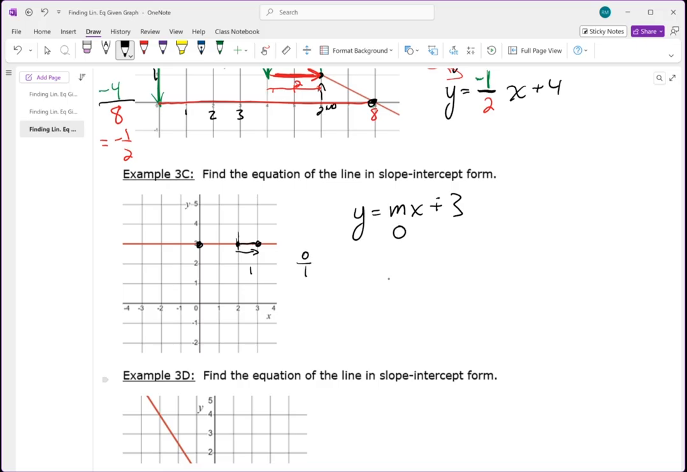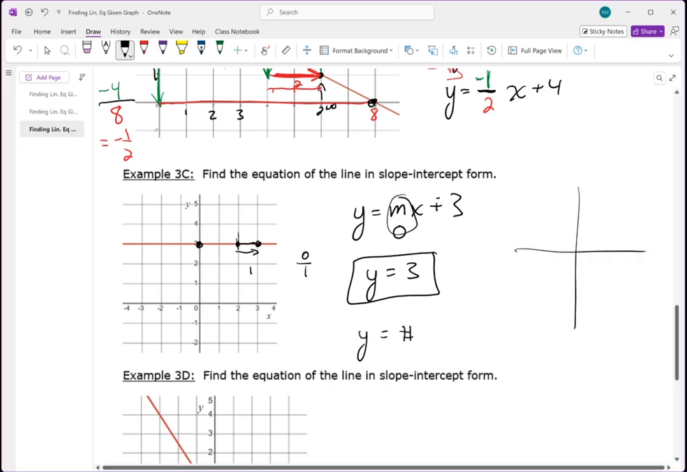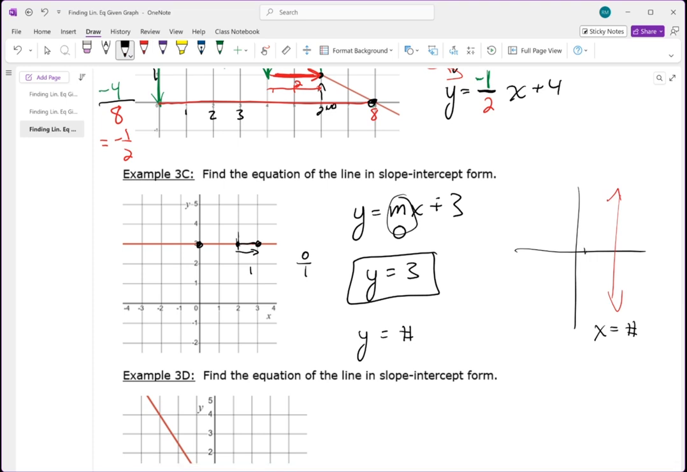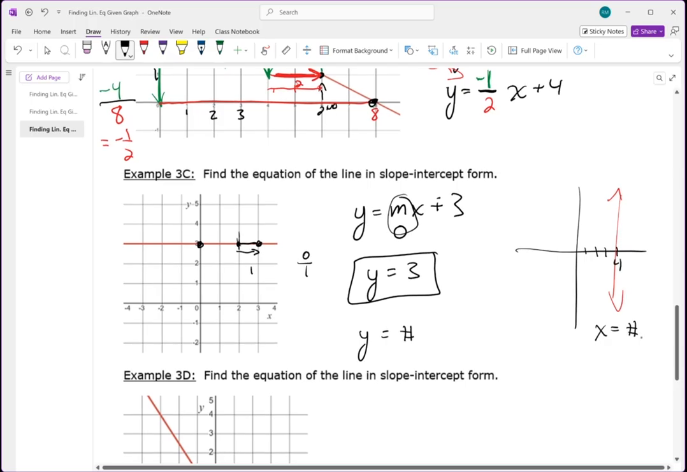So this slope is just going to be 0 right here, which is going to give me the equation just y = 3. So a horizontal line is always going to have the equation y = a number, whereas a vertical line will always have the equation x = a number, whatever that number happens to be. So if it's at 4, it'd be x = 4.